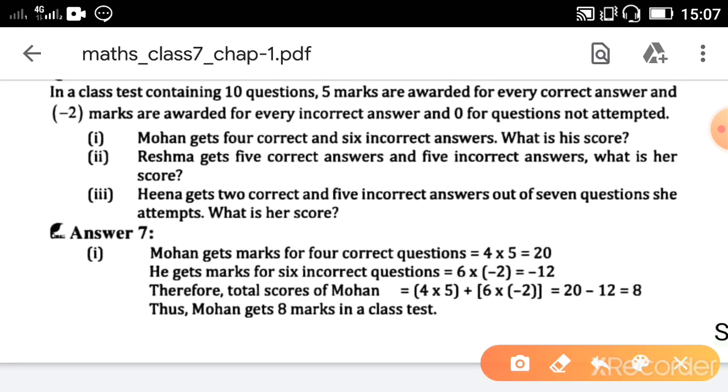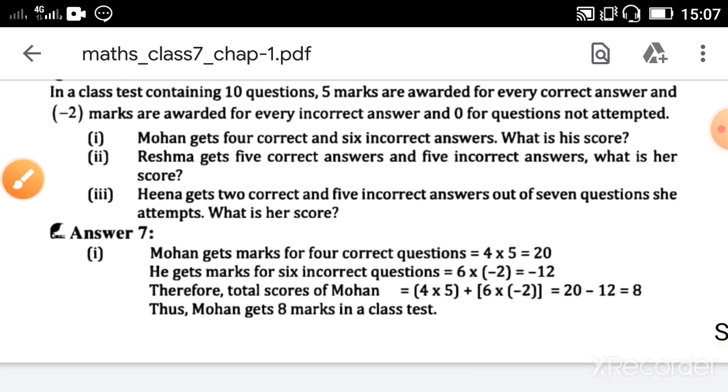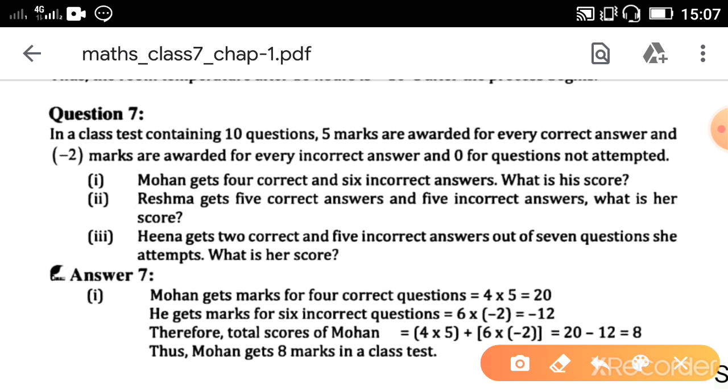Next, question number 7. In a class test containing 10 questions, 5 marks are given for correct answers. Total 10 questions, and if the answer is correct then 5 marks. If the answer is incorrect then minus 2 marks, and 0 marks for questions not attempted. It means you will not get any marks for that. Then find out the answer of the question.